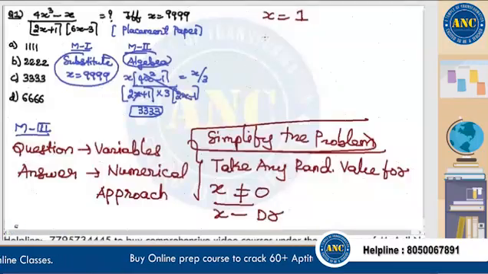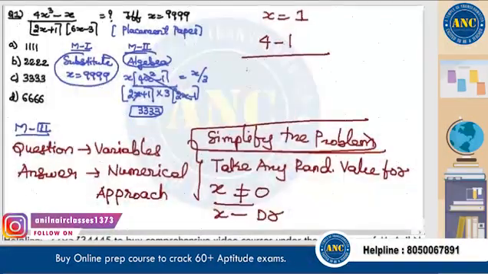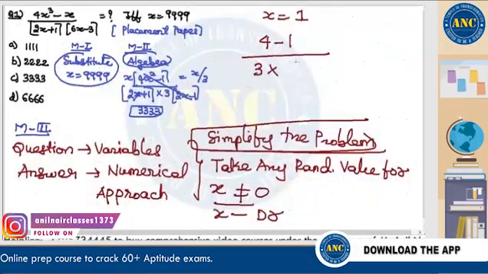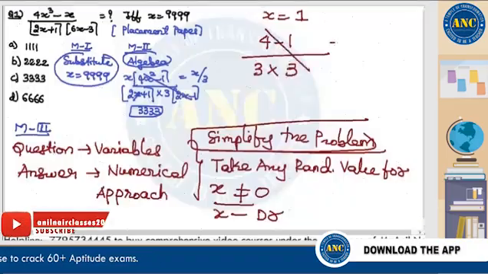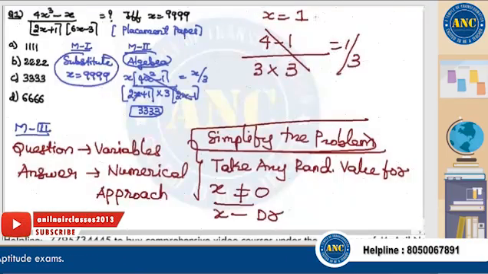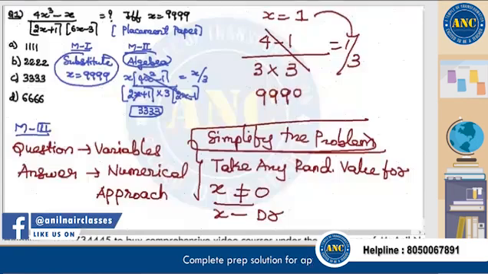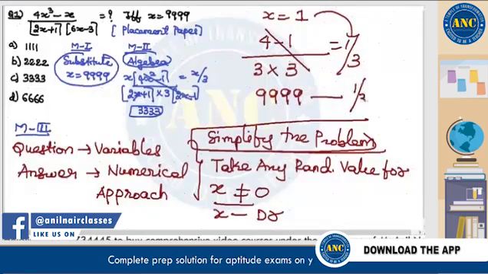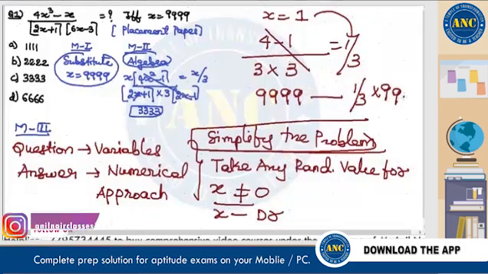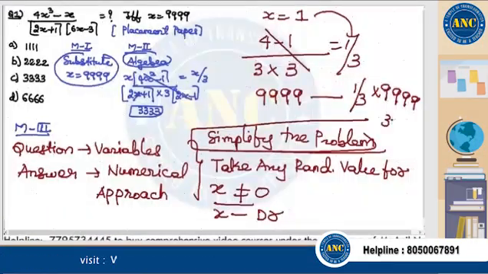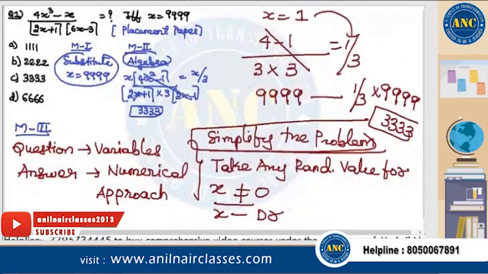Some random value: 4 minus 1 divided by 2 plus 1, that is 3 over 6 minus 3, that is 3. The 3s cancel, it is 1/3. For 1 the answer is 1/3. For 4 nines the answer is 1/3 of 4 nines, which is 333. Sorry, the answer is 4 threes. I hope it is clear.